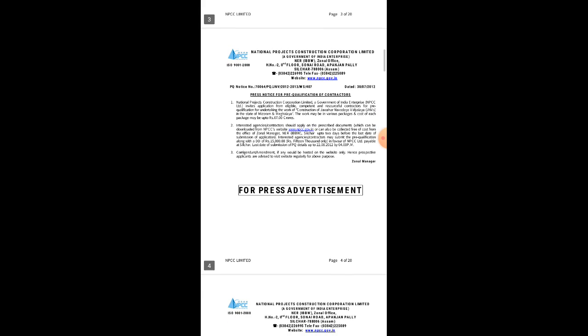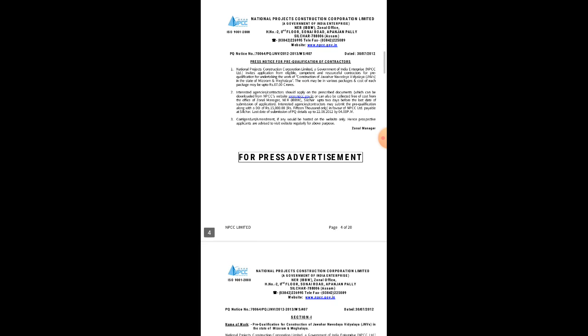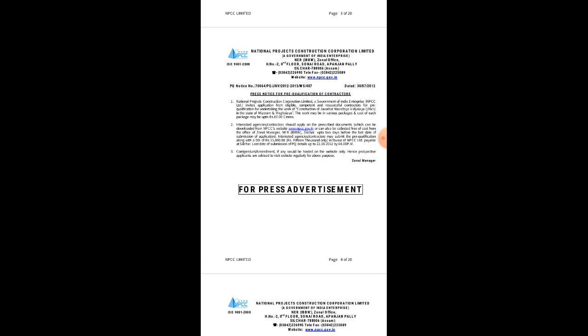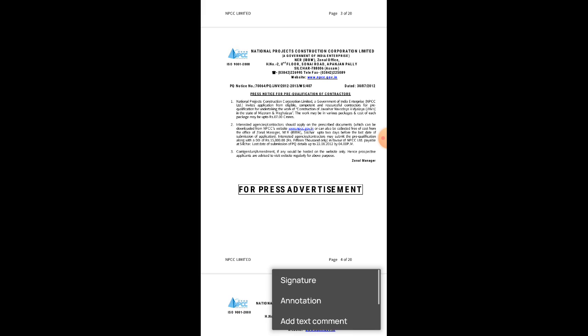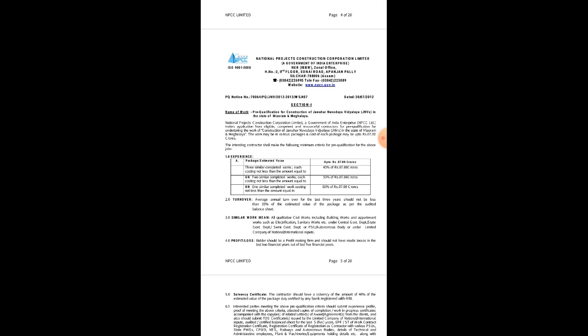Then comes the notice inviting pre-qualification. So here is the press notice for pre-qualification of contractors. First of all, in the form of an advertisement, the pre-qualification press notice is given. See this example of the press notice for the pre-qualification of the contractor. Then the name of the work, here pre-qualification for construction of the Jawahar Navodaya Vidyalaya in the states of Mizoram and Meghalaya.